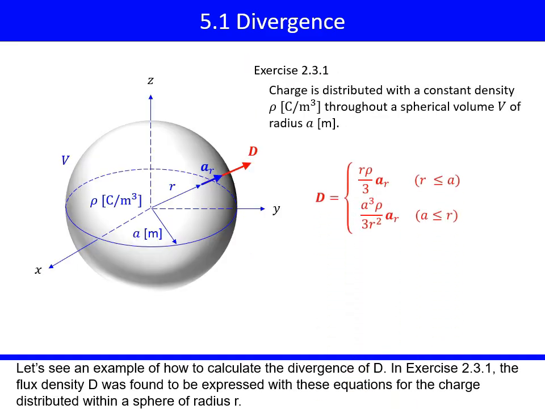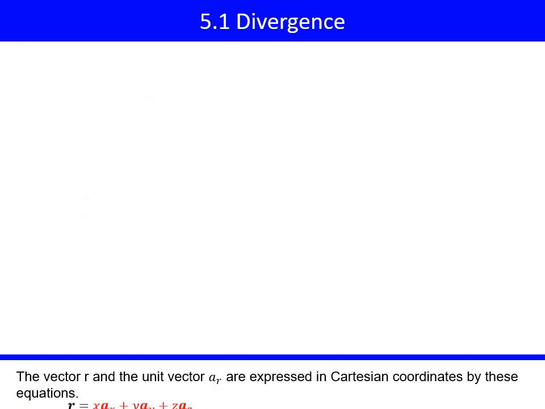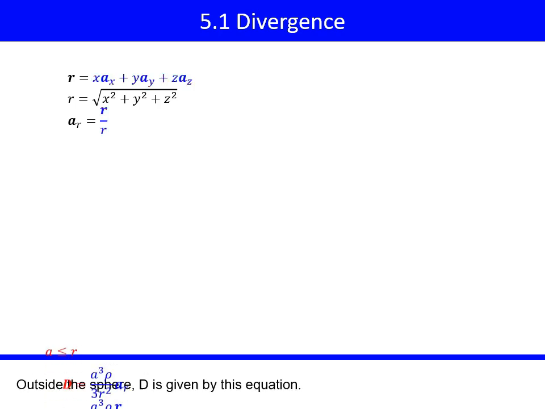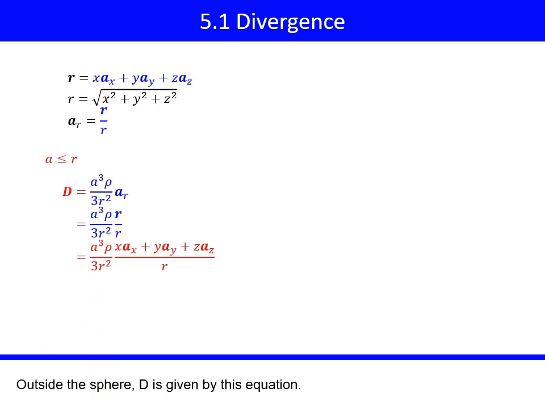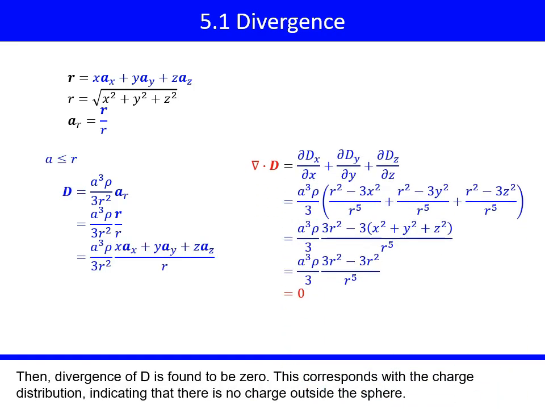Let's see an example of how to calculate the divergence of D. In exercise 2.3.1, the flux density D was found to be expressed with these equations, for the charge distributed within a sphere of radius r. The vector r and the unit vector ar are expressed in Cartesian coordinates by these equations. Outside the sphere, D is given by this equation. Then, divergence of D is found to be 0. This corresponds with the charge distribution, indicating that there is no charge outside the sphere.